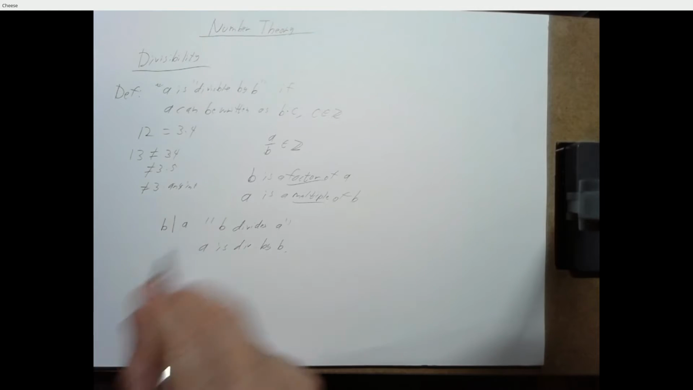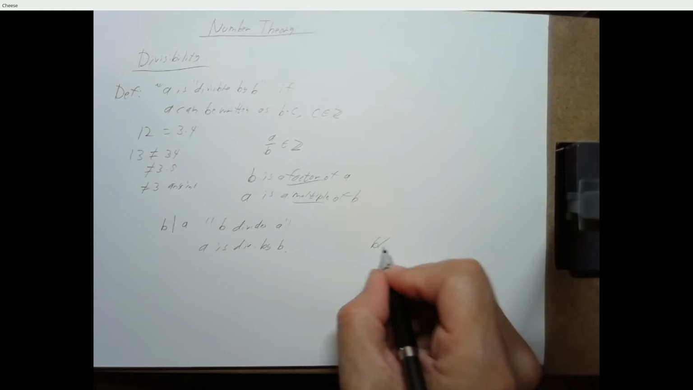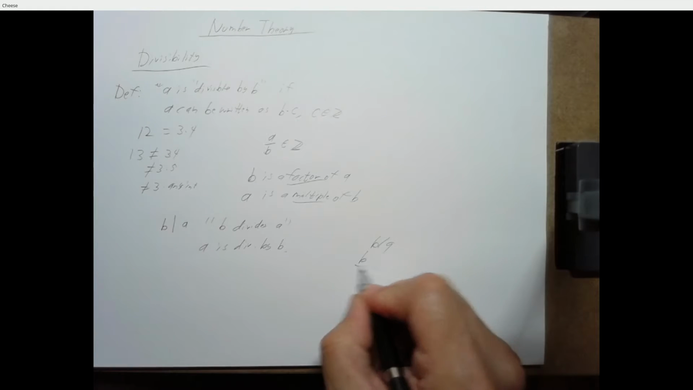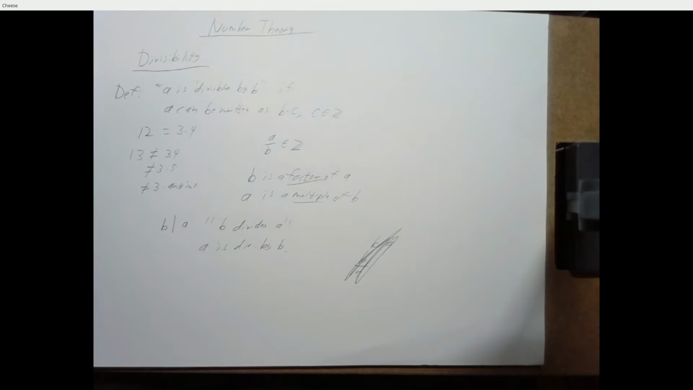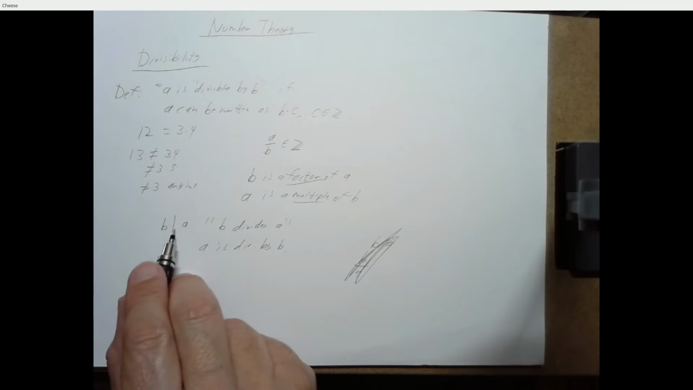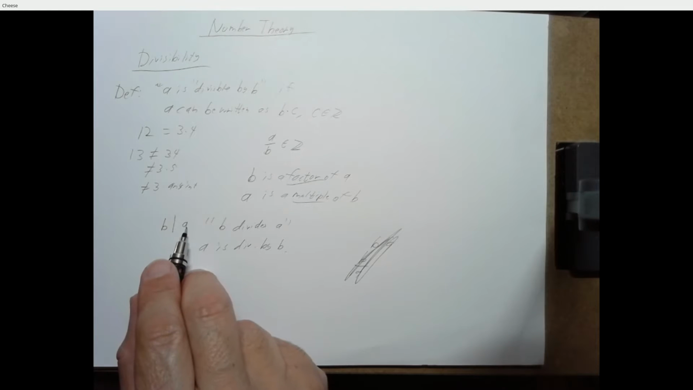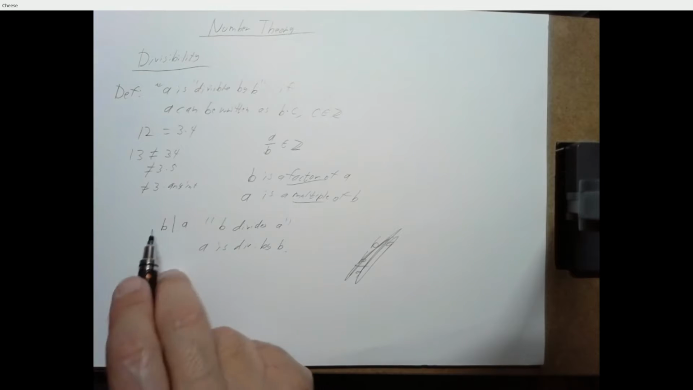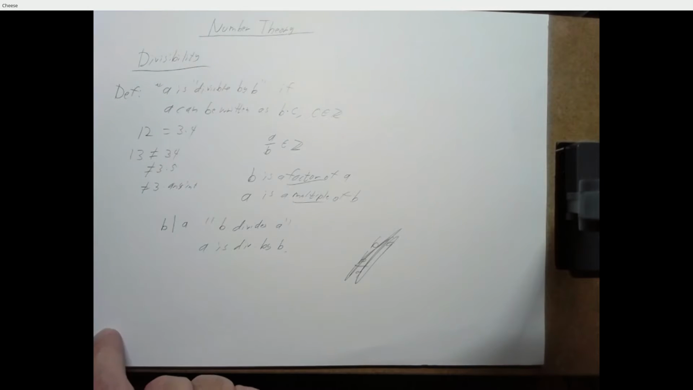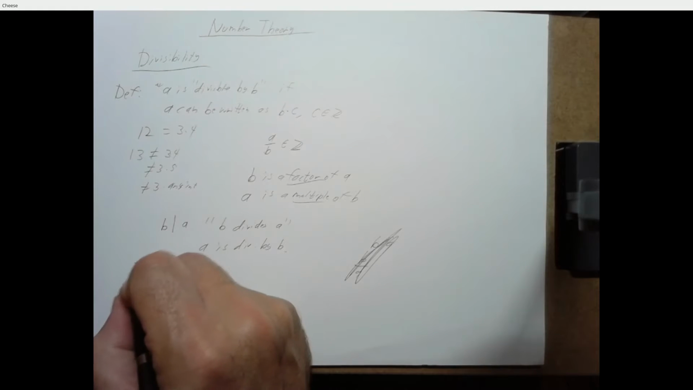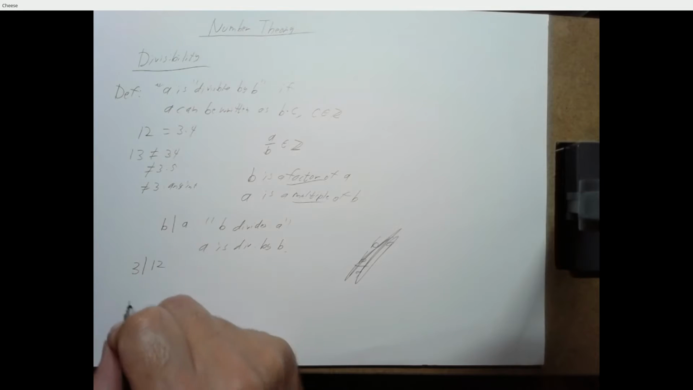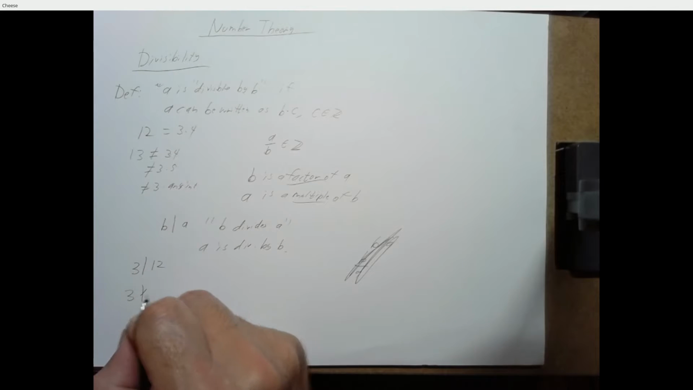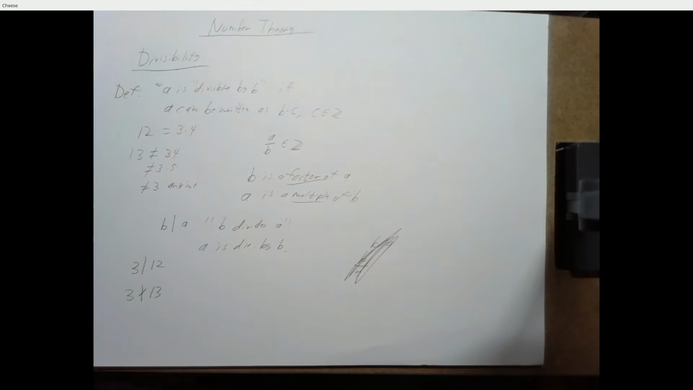And this is not a slash, okay? This is not B divided by A. This is not B over A. None of those things. This is B goes into A. B divides A, A is a multiple of B, A is divisible by B, B is a factor of A. So we could write 3 divides 12. We would write 3 does not divide 13. Just notation and terminology, but it's really important because we're going to use this a lot.